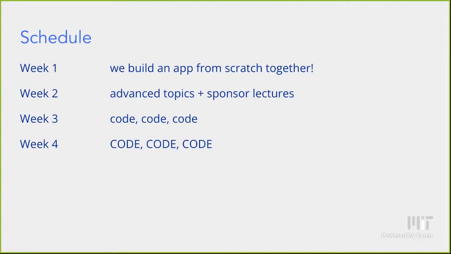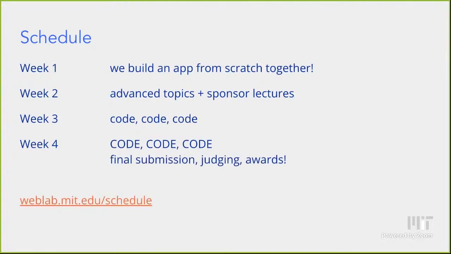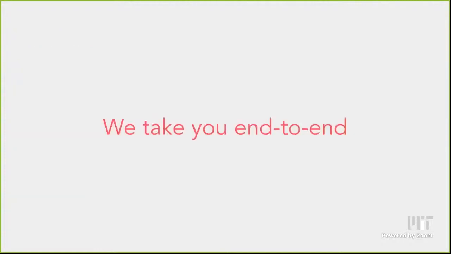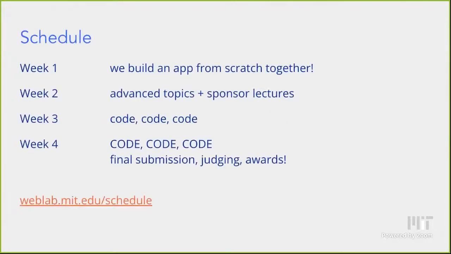Also in the 4th week, we'll be doing the final competition. So everyone will be submitting their websites, staff will be grading them, and we'll be giving you all feedback, as well as a judging ceremony and awards. I think the biggest award for first place is around $5,000. So there's a lot of money to be competing for, and we look forward to seeing what you guys can build. Everything, all that is on weblab.mit.edu/schedule. So you can always reference that if you need it.